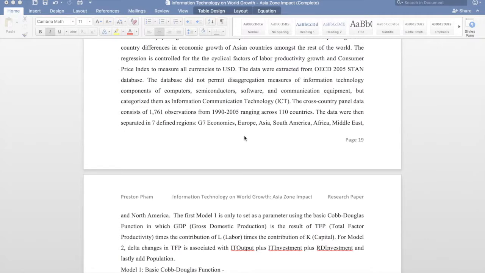So the data is cross-country panel data consisting of 1,761 observations from 1990 to 2005, ranging across 110 countries. Then the data were separated into defined regions, to mimic the G7 economies: Europe, Asia, South America, Africa, Middle East, and North America.